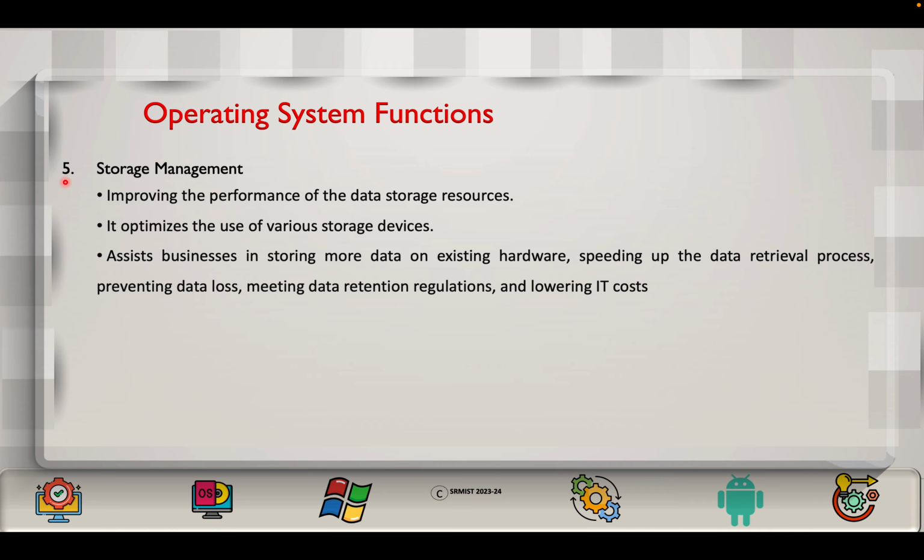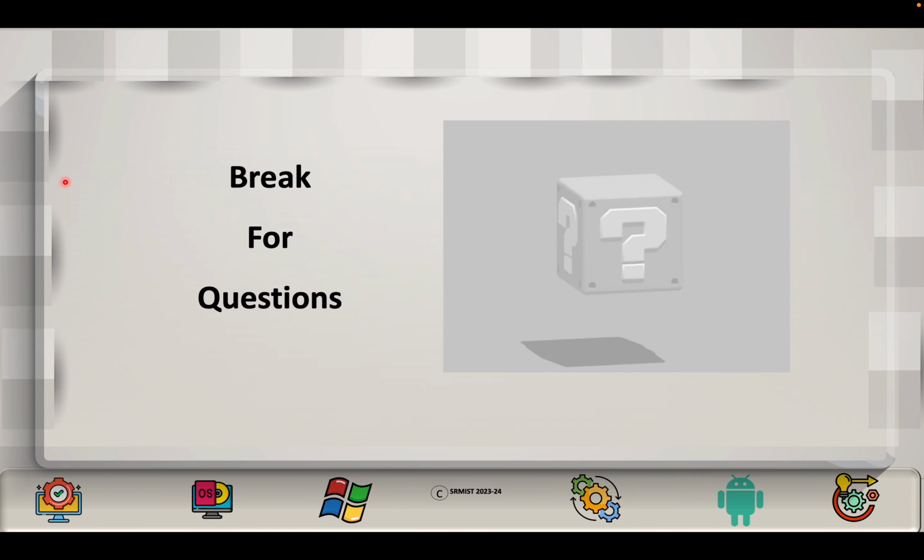We are not able to keep all the data in the memory because the memory size is very small. So we keep all the records in the secondary storage. Managing the secondary storage is called secondary storage management. That is one of the functions.